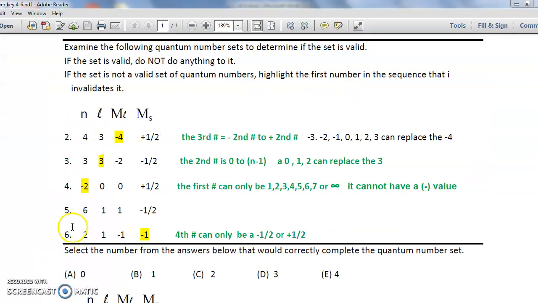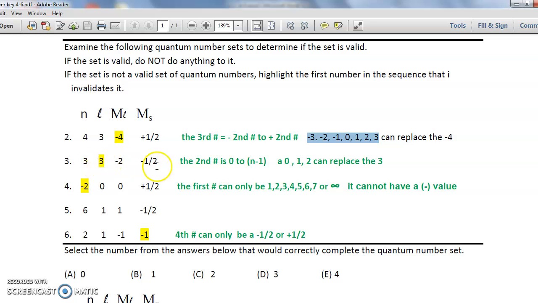Let's take a look at 2 through 6. If there's a number wrong, you're supposed to highlight it. 4, -3, -4, plus half. That's not possible. The third number cannot be a greater absolute value than the second number. If the second number is a 3, the third number can only be -3 to +3. It can't be a -4.